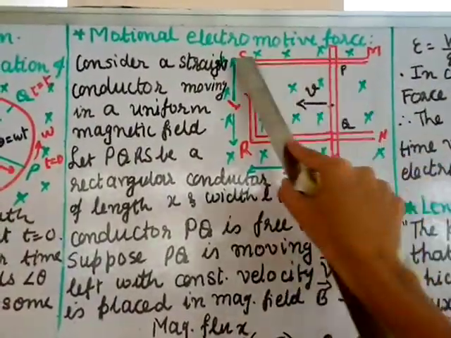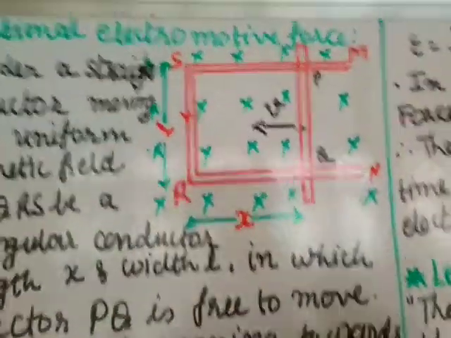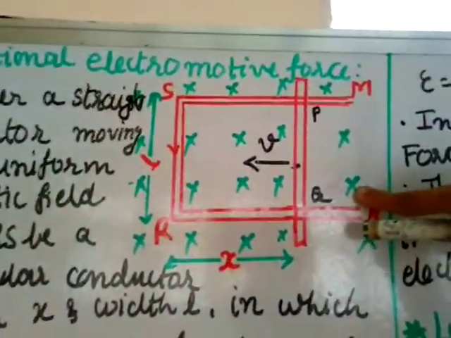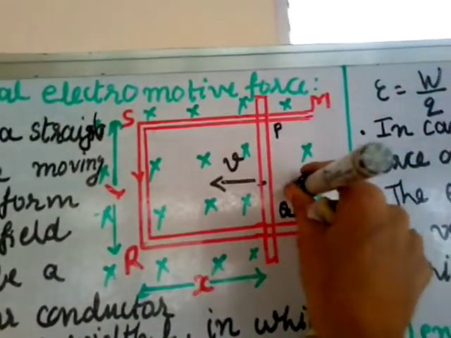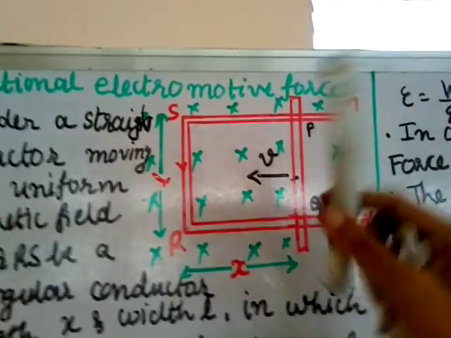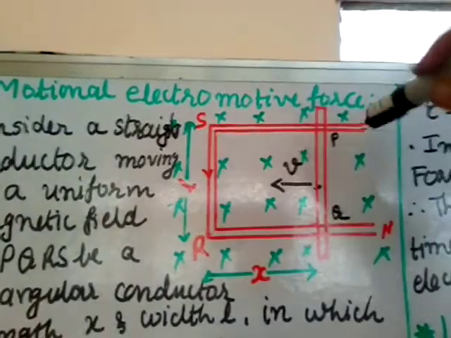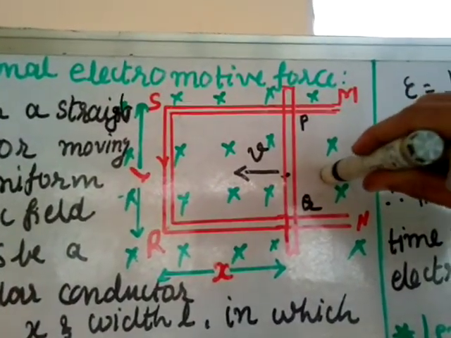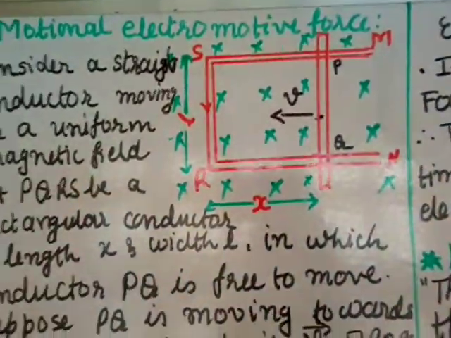Now you can see that PQRS is a loop which is perpendicular to the magnetic field. Why? Because here I have taken a cross. That means the field is going inside. So it is perpendicular to the loop. And this is the area. So what is the area vector? Area vector also is perpendicular to the loop. Then the magnetic field also is perpendicular. That means area vector and magnetic field are parallel to each other. That means the angle between them is 0.